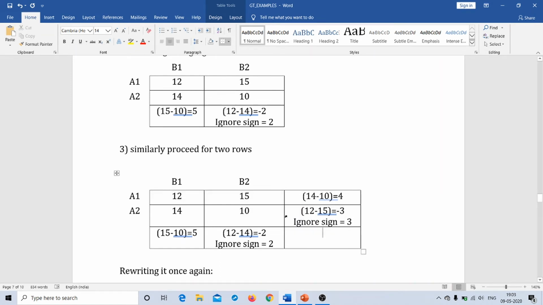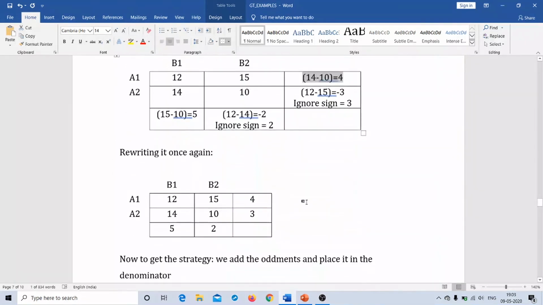So you write it against the second row. The difference of the first row, you write against the second row. Similarly, the difference of the second row, that is 14 and 10, is 4. You write it against the first row. So I rewrite this calculation once again, and this is how I get it.